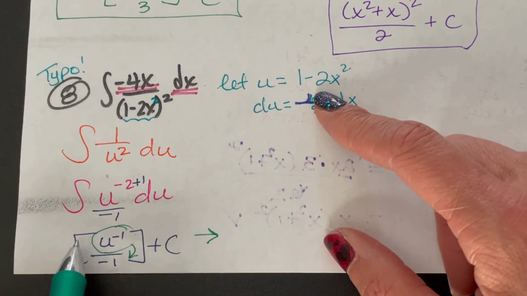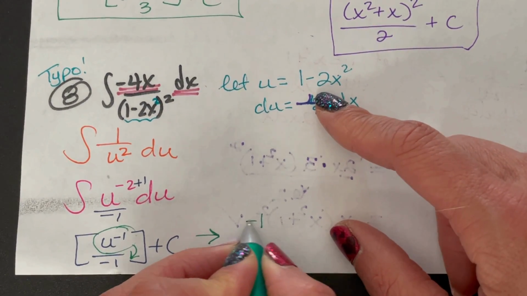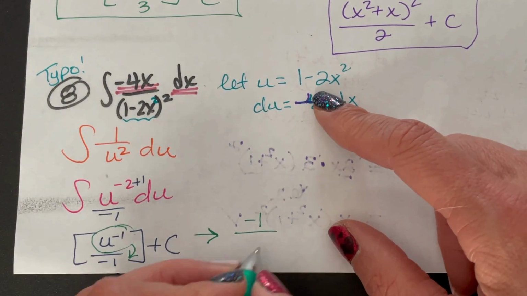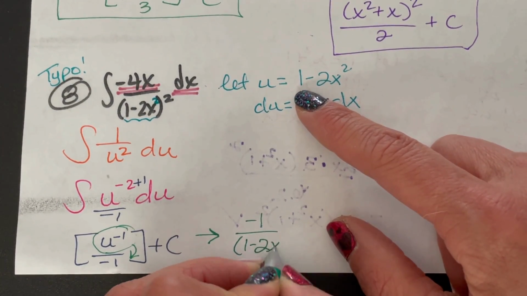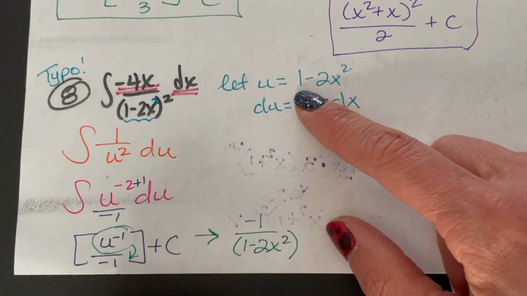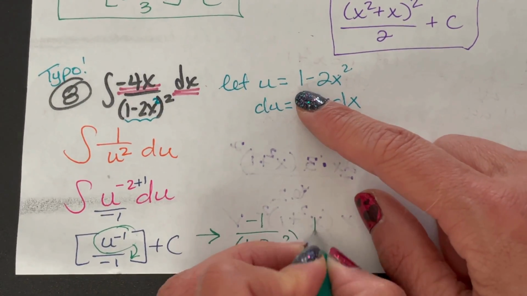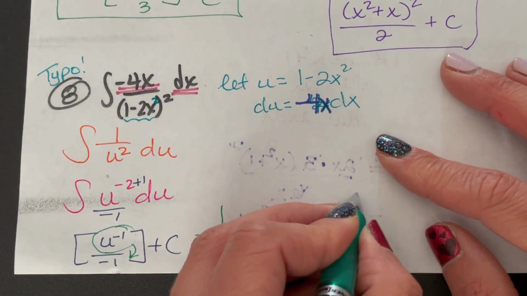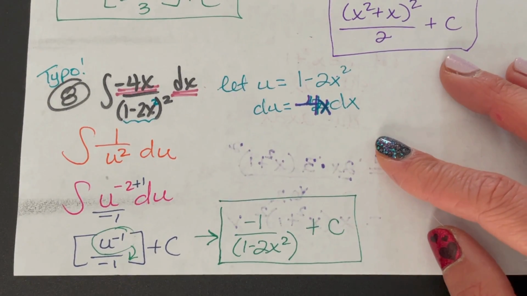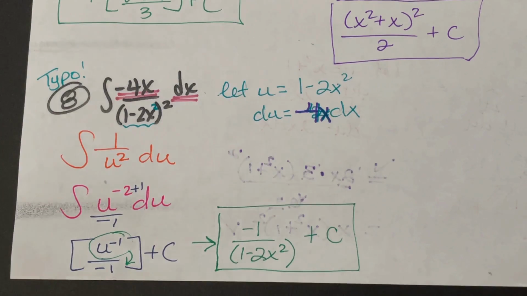So let's also just bring it up to the top. So we'll have negative 1 in the top. And we'll have the u to the first in the bottom. So just a 1 minus 2x squared in the bottom. And you don't really need parentheses there either, but whatever, it doesn't hurt either. And there we go, plus c. And there's our answer. All right, and that's everything.